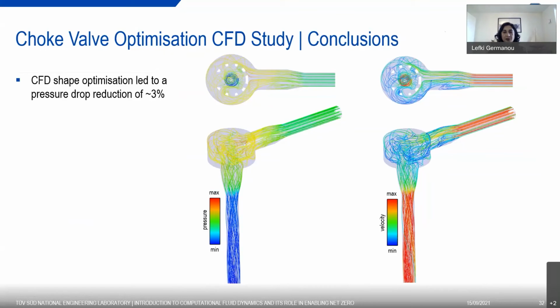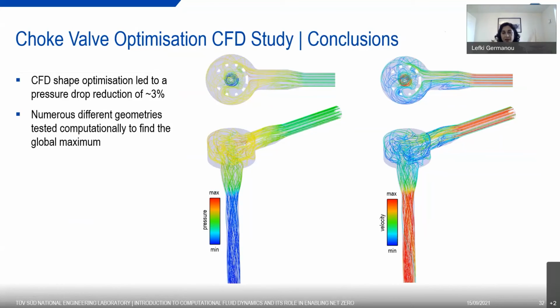Apart from achieving a pressure drop reduction in the order of 3%, we need to point out that thanks to CFD, we simulated numerous different geometries computationally in order to find the global maximum. If we wanted to do this process in the facility, test these geometries experimentally, that would be very difficult to manufacture considering the big size of this choke valve. To give you some details, these choke valves have an inlet diameter of about 1 meter. So this would be an expensive process and it would take a long time.